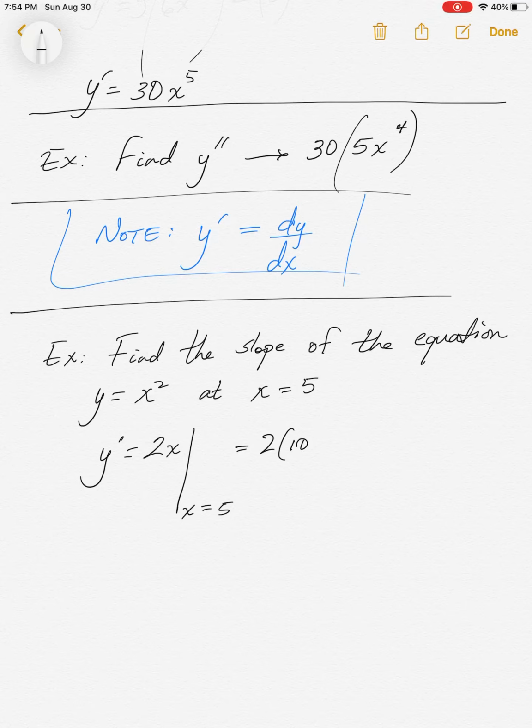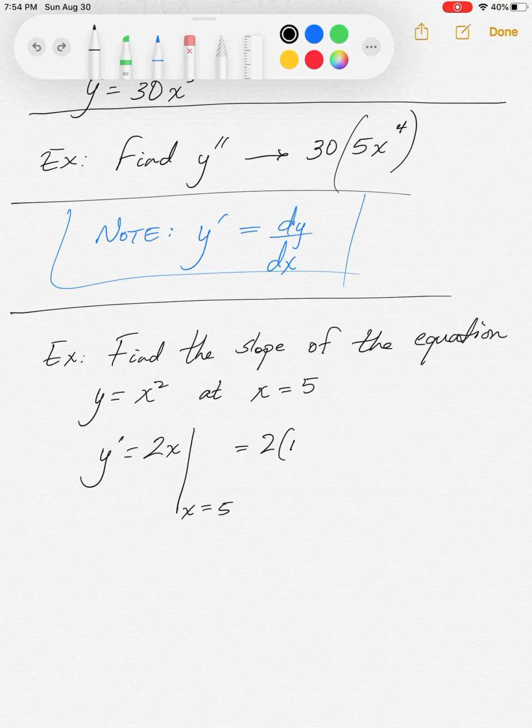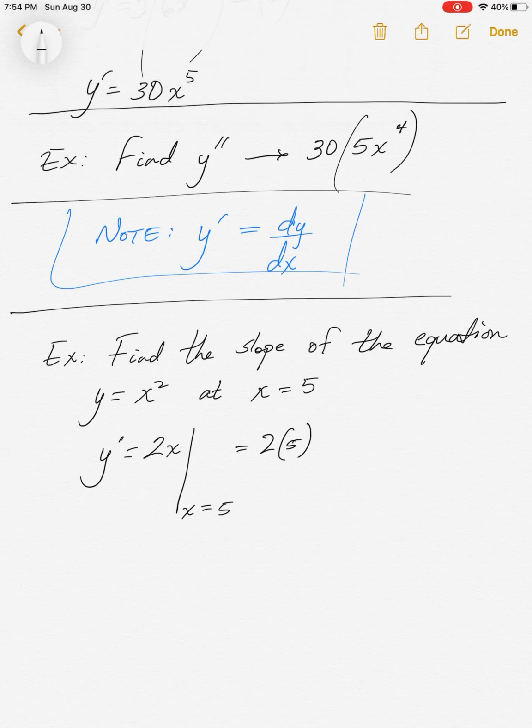Y'all see how I jumped the gun? I got a little bit too excited. That should be 2 times 5 equals 10. So the slope at x equals 5 is 10. Come on, somebody. I know you're mad. And then the problem could say, find the equation of the line.